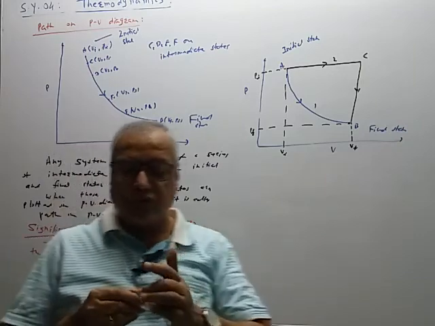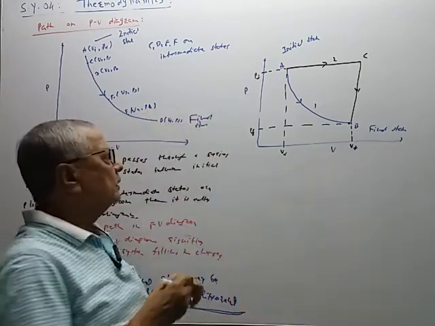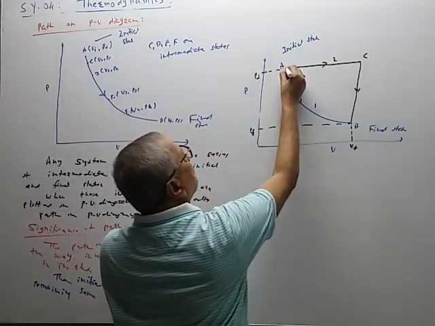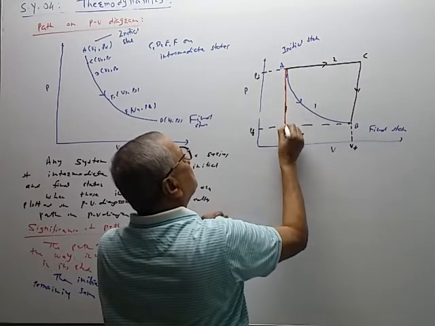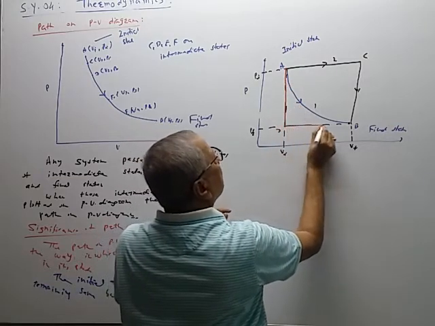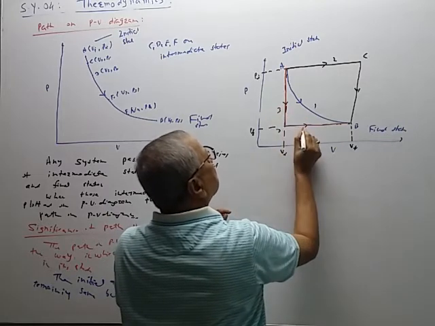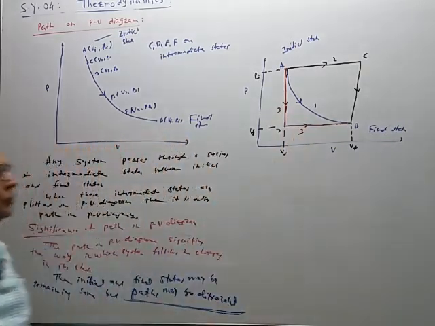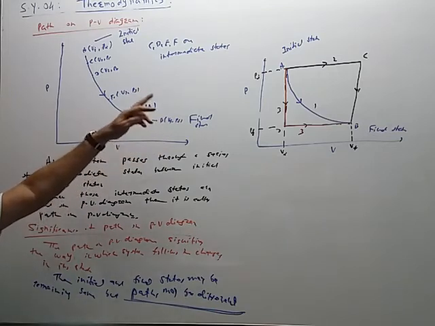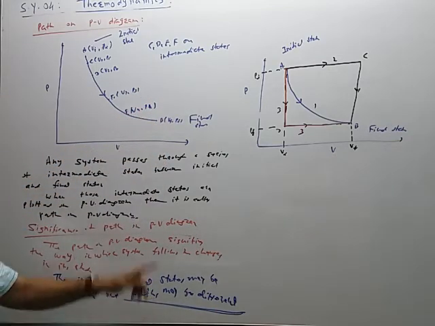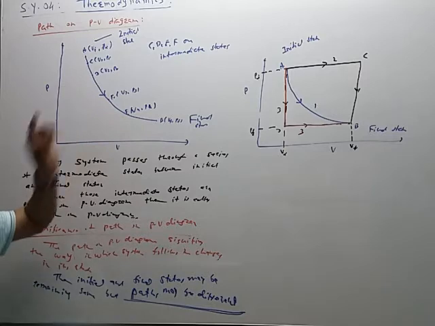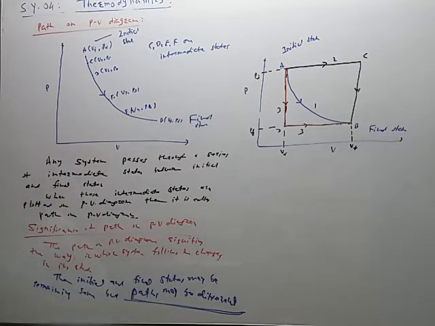We can also change the state like this, from A to D and then D to B, like this. This is path number 3. So the figure shows that the initial and final states A and B are the same, but paths are different, path 1, 2, 3, etc. Now what about the work done in these 3 cases?